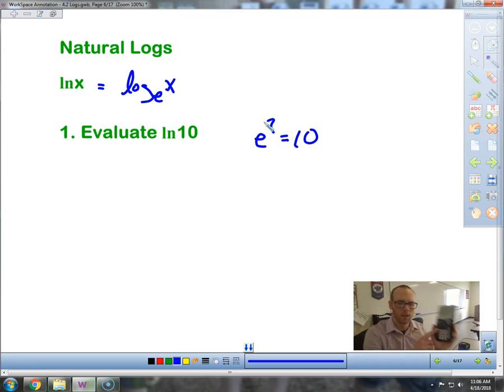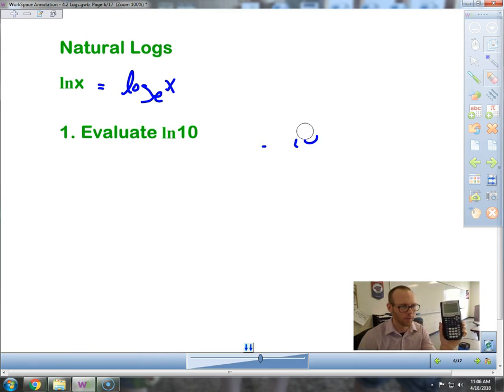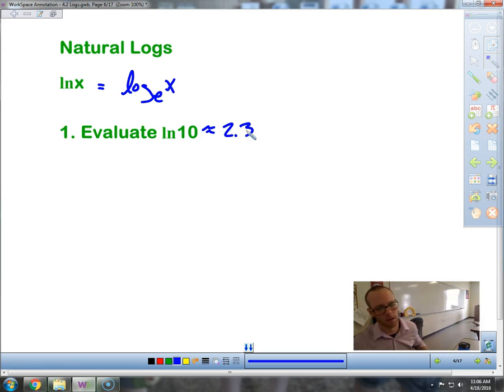So underneath the log button, we should see ln, which stands for natural log. So I'm going to go second natural log. Never mind. The natural log is under the log button. Forget the second thing. Should have looked at the calculator before I spoke to remind myself. I can just hit the natural log button, type in 10, and there it is. It's about 2.3. What we were expecting. Whenever you're taking natural logs, just use a calculator to evaluate those.